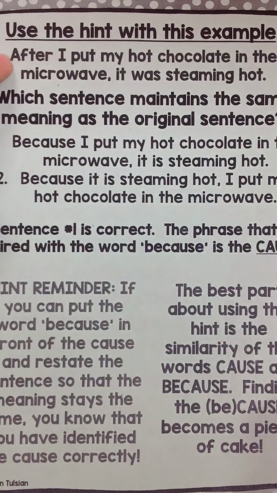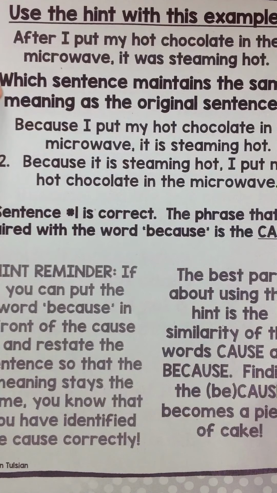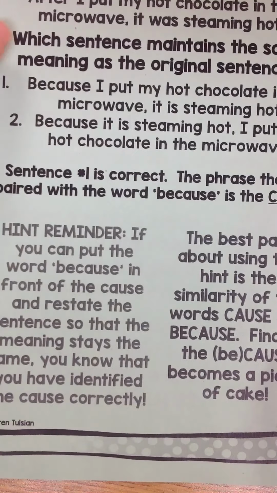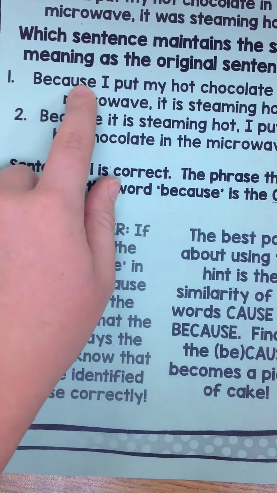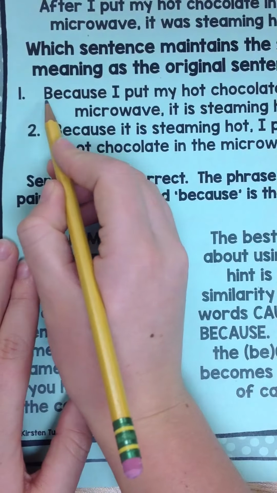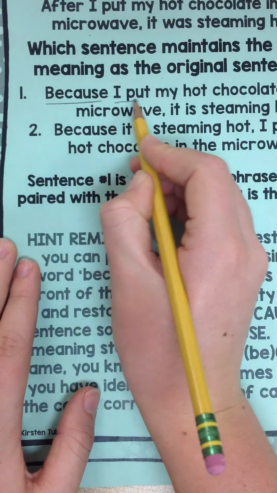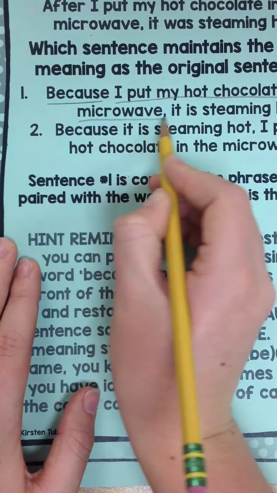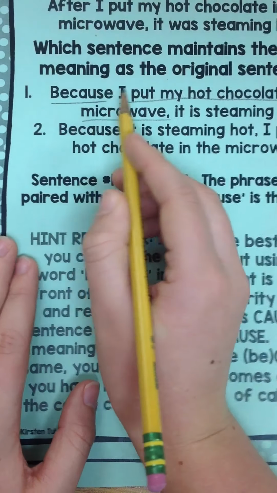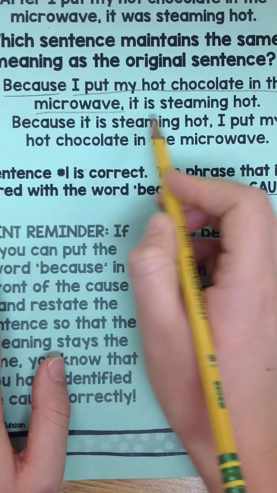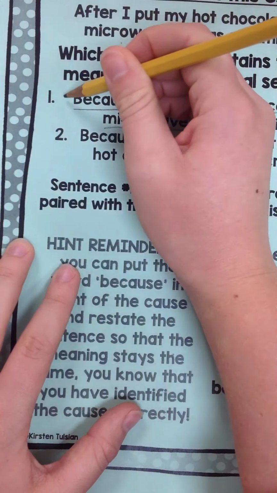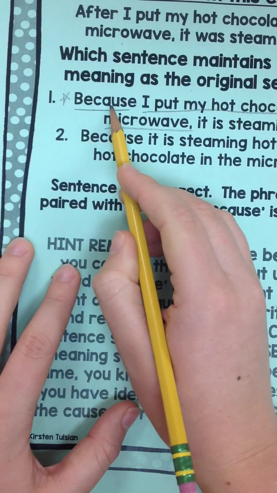So this was our sentence. After I put the hot chocolate in the microwave, it was steaming hot. And we have to look at which sentence maintains the same meaning as the original sentence. So if we put because right here in front of what we're thinking is the cause, does it work? Because I put my hot chocolate in the microwave, it is steaming hot. Yeah, that actually makes a lot of sense. So that is our cause.